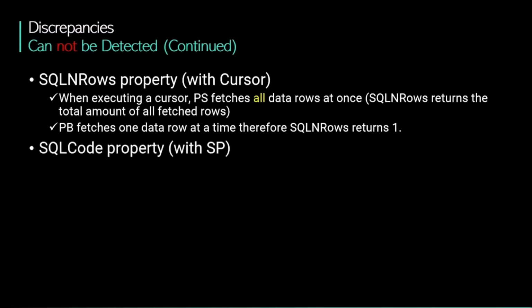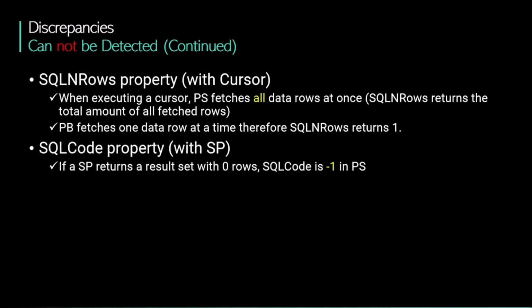SQLCode property within a stored procedure. If the stored procedure returns a result set with 0 rows, the SQL return code is -1 in PowerServer, whereas in PowerBuilder, the return code would be a +100, which is the ANSI standard, by the way. So PowerServer itself, for example, is a little non-standard in this respect. But you'll have to now say, for example, if this is a PowerServer application and SQLCode is set to -1, then there is no data to display.